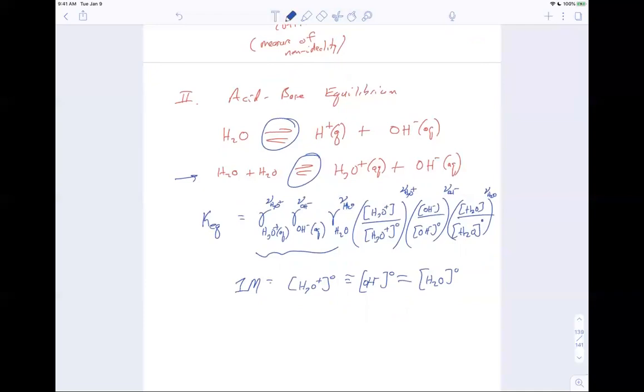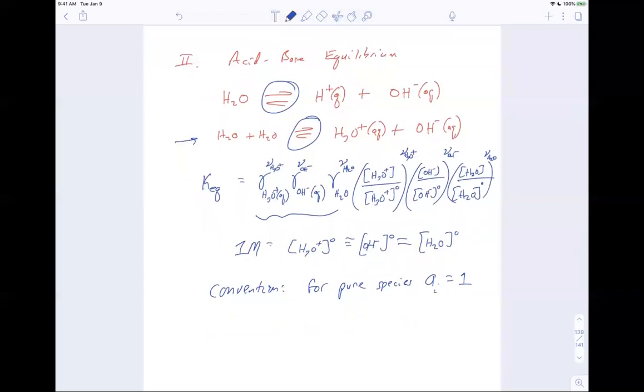The other way, when we talk about activities, in this case, you can say that on the left-hand side, we only have pure water. Another convention is that for pure species, or something that's pure more or less, or in abundance, things that are not mixed, a sub i is taken to be 1. So we don't have to worry about their activities in solution. Any questions on that?